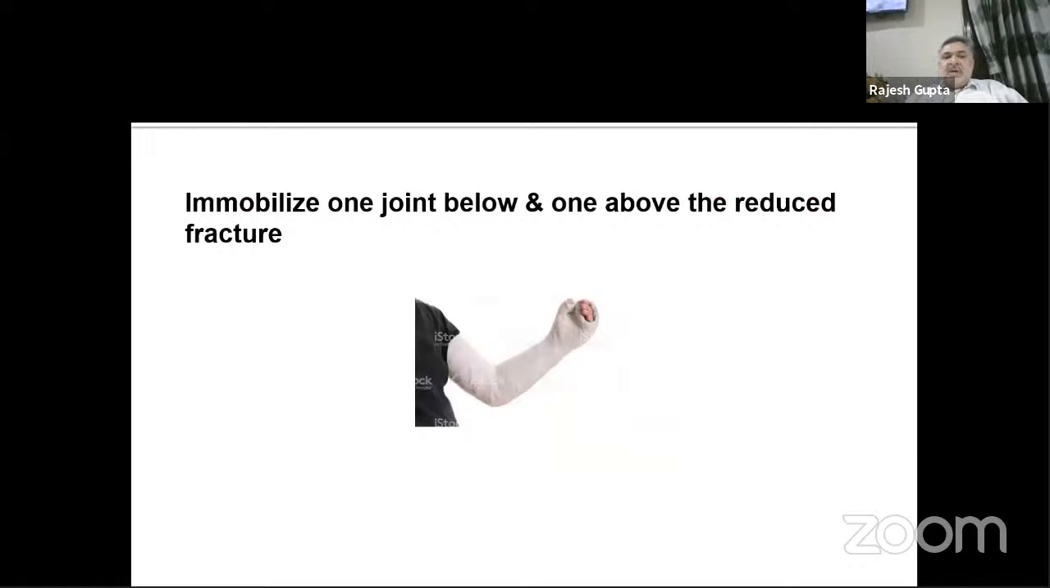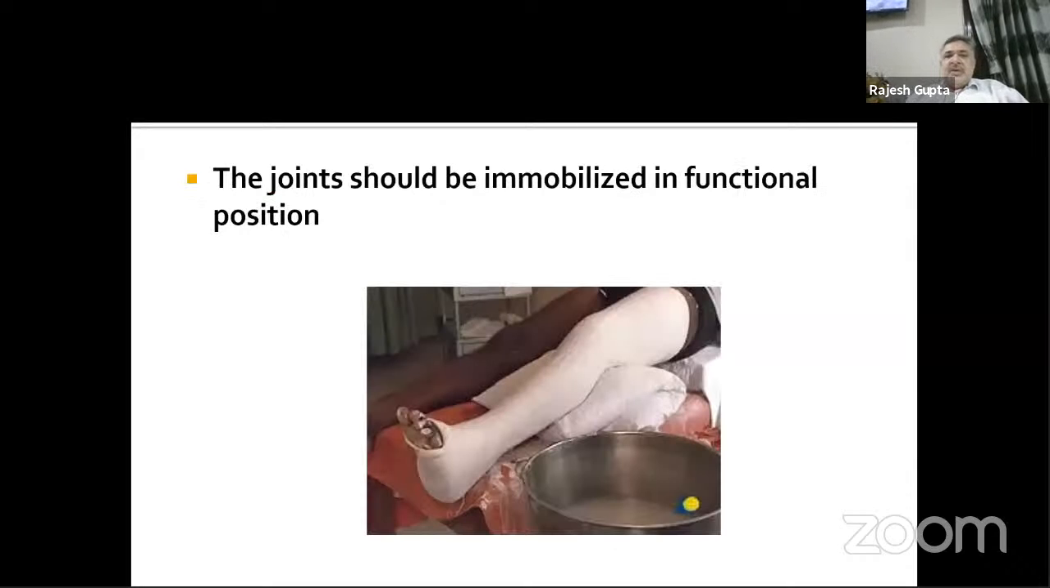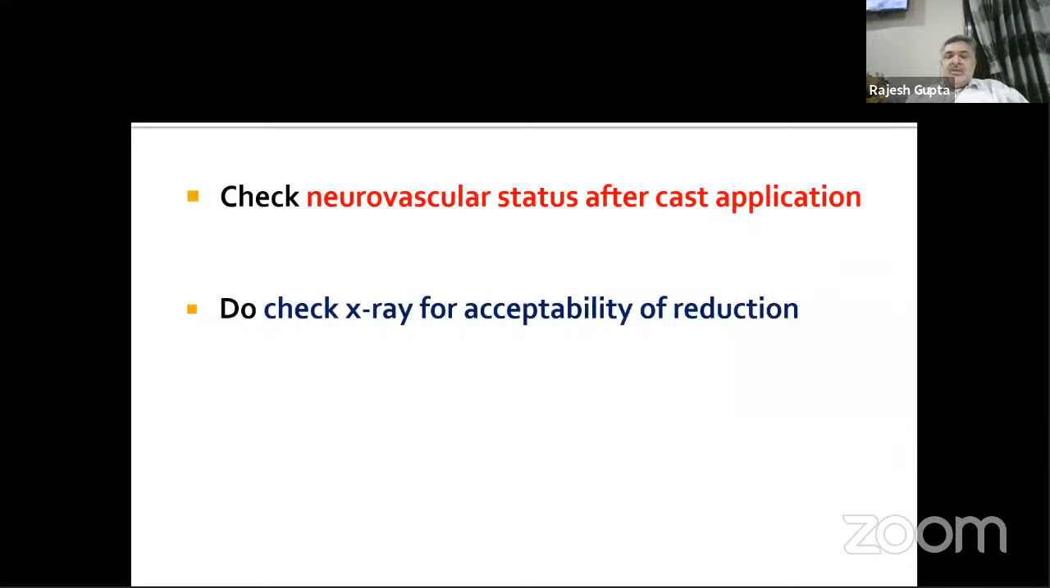So immobilize one joint below and one above the reduced fracture, but there are a few exceptions, but this is the general rule. The joint should be immobilized in the functional position as already told by Dr. Venkatesh. Very important is to check the neurovascular status after plaster application. Very, very important. And do check X-ray for acceptability of the reduction.